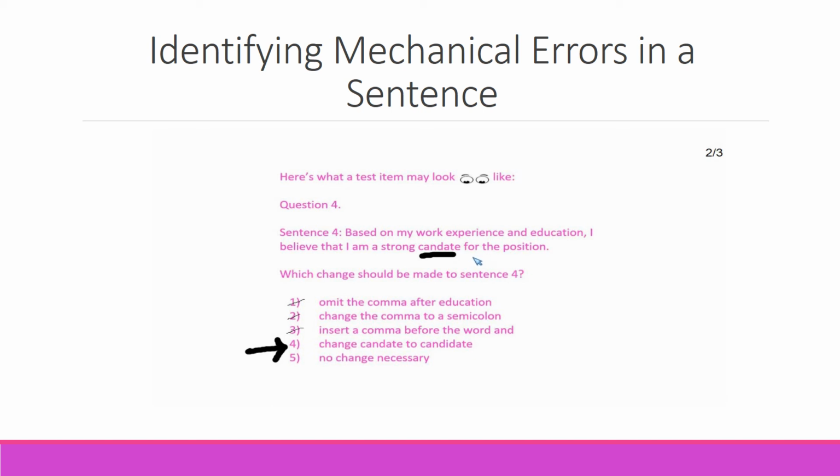So this is a mechanical error. We actually have a misspelled word. So we need to edit this sentence by correcting the spelling of the word, in this case, candidate, which is option number 4. So in answering our question, which reads, which change should be made to sentence 4, option 4 is the correct choice.